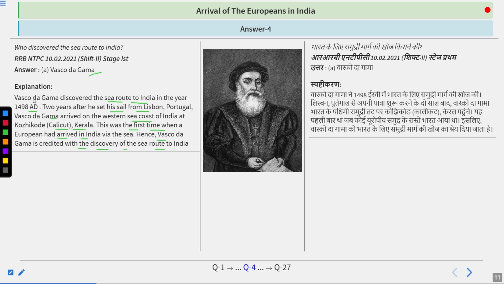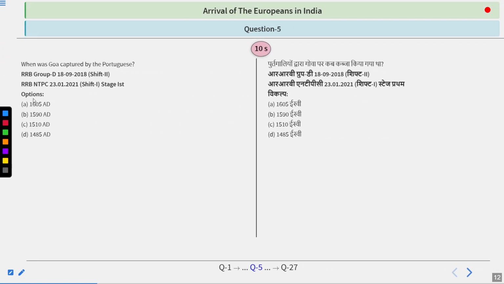So the option that is here is Vasco da Gama. So he discovered the sea route to India. That was Vasco da Gama. He came to India thrice and he died in India only. But later on, his tomb was shifted from India to Portugal.